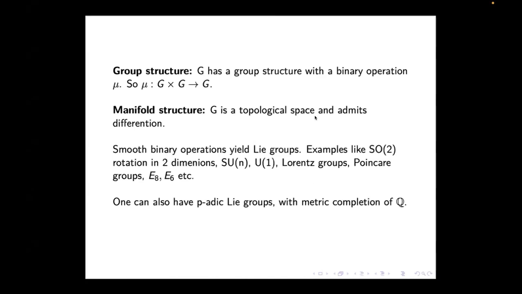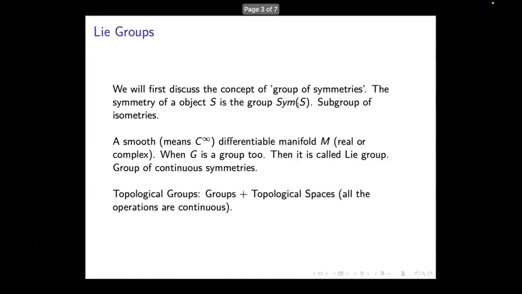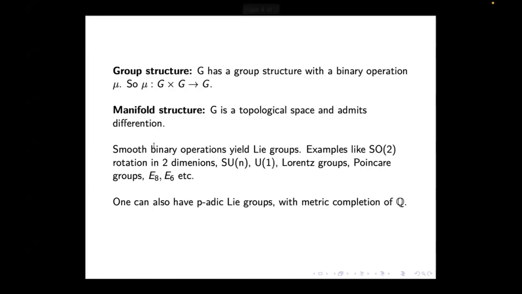So yeah, as we said, a group has a group structure with a binary operation. It also has a manifold structure, and the binary operation has to be smooth. A smooth binary operation means the binary operation described on the group has to be smooth. Yes. So these are the Lie groups, and the examples are SO2.